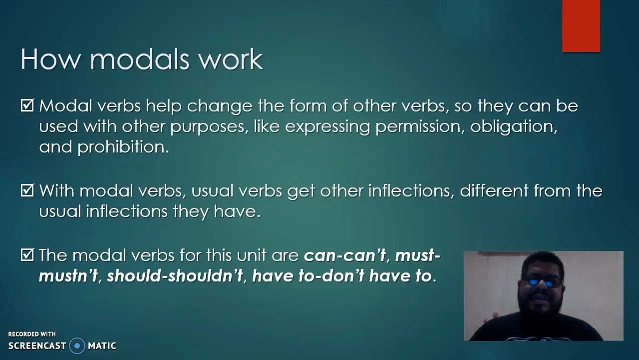In the case of Spanish, we don't really have modal verbs. I think we have only two auxiliaries. But apart from that, we have specific inflections for every single situation. The verb changes according to the situation, but that's it. But in the case of English, since we don't have that many verbal forms, we have to use the modal verbs. The modal verbs for this unit are can and can't, must, mustn't, should, shouldn't, have to, don't have to. We are going to use both the affirmative and the negative form.